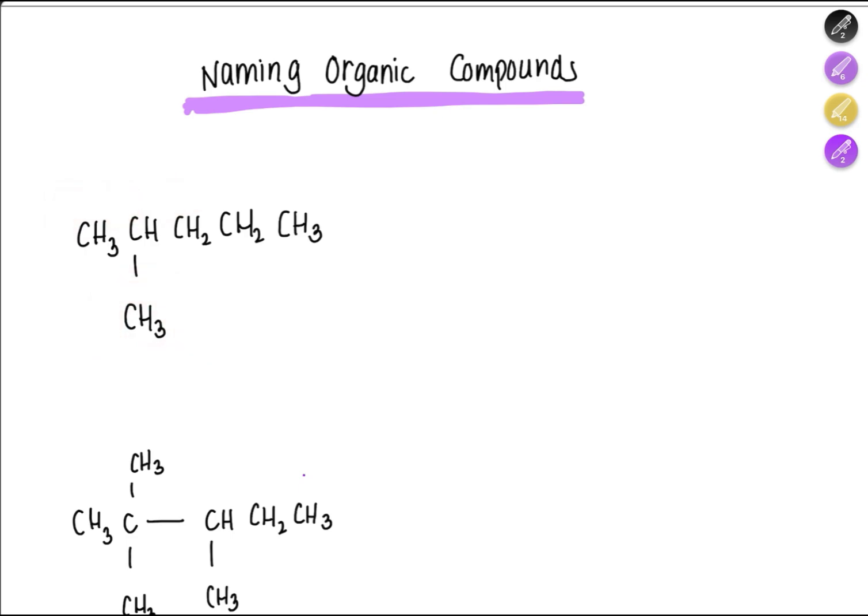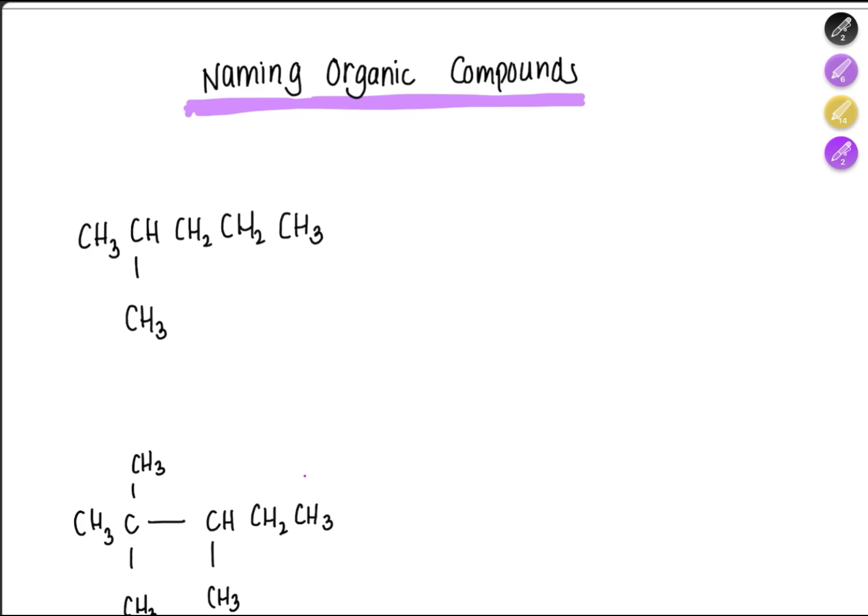You're not going to name it from this side 1, 2, 3. Now, in case this CH3 was over here, you will number from here. You have to start numbering so that in the end, that produces the lowest numbers. Okay, so let's start numbering.